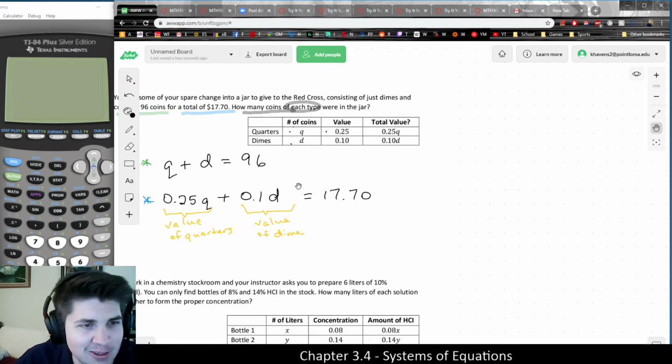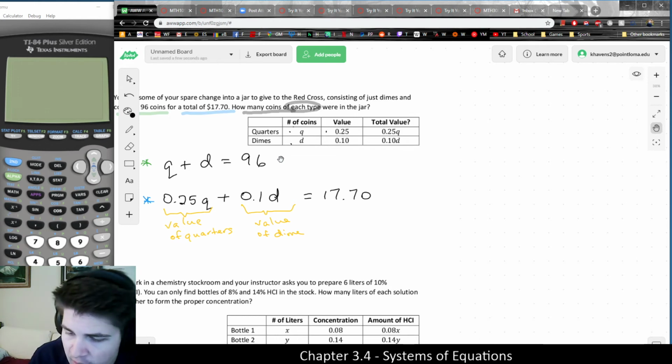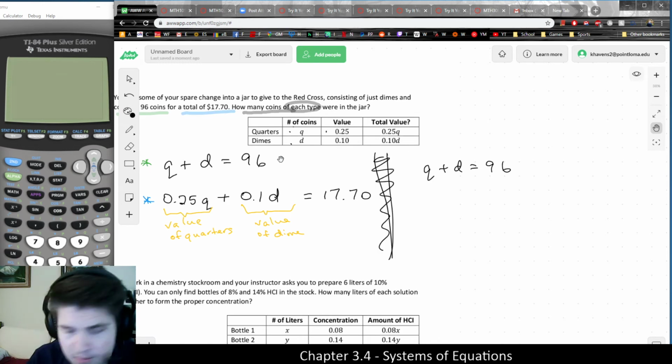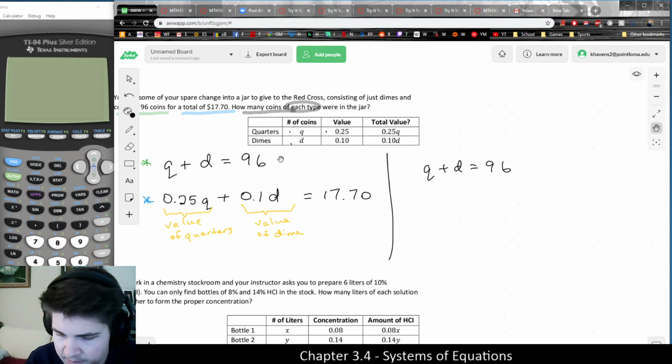Actually, I'm going to go ahead and do 10. Basically I want to make sure my variables are ready to be eliminated, right? That's the main goal. So let me move over to here. If I leave my first equation alone, Q plus D is equal to 96. Let me just put a little wall there, just to know I'm shifting over here.